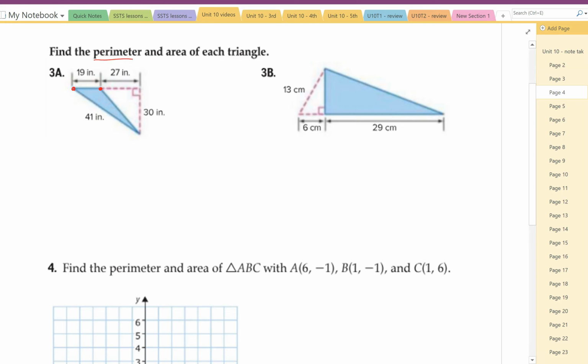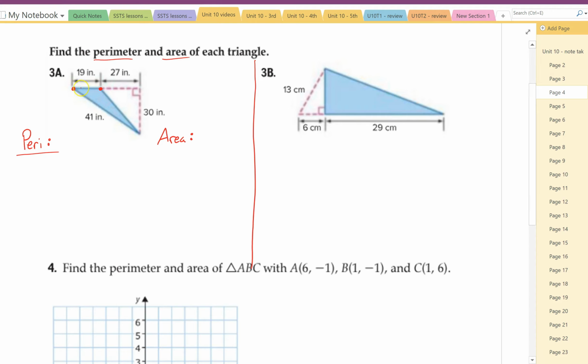What it asks for is perimeter and area. So I'm going to try and write kind of small. Perimeter, I'll do right here. Area, I'll do over here. All right, so the perimeter, that's the length of all sides added together.